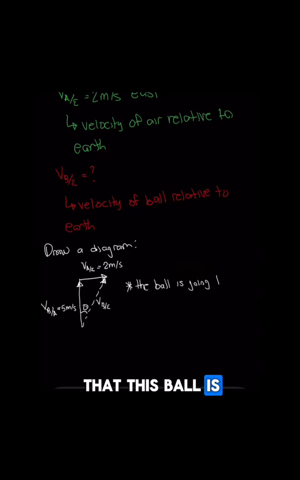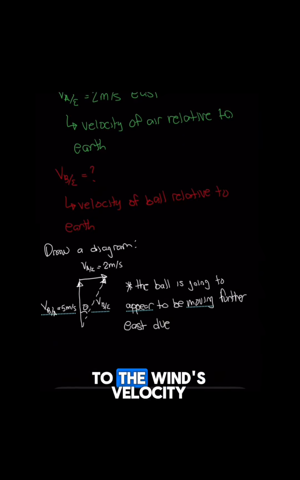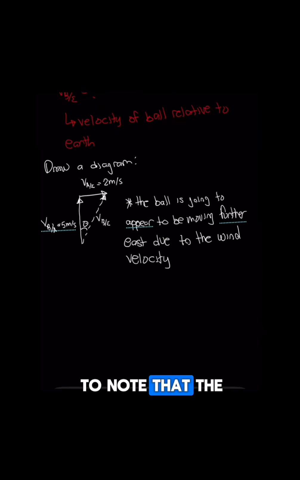So we can know that this ball is going to appear to be moving east due to the wind's velocity. I also just want to note that the wind is not pushing the ball east at all. It's not affecting the motion of the ball in this question. This effect on the ball is just due to relativity.